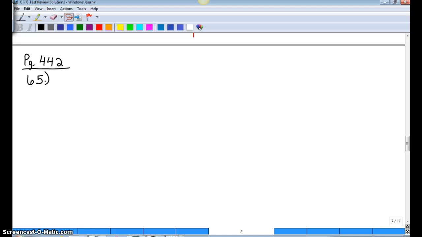Okay, so on page 442, the two problems I'm going to do are 65 and 67. Once we do one, the second one is just like it. But 65 is actually just an arc length problem. So what we need to do is look at the problem, determine what it is they're giving us, and what we need to find.